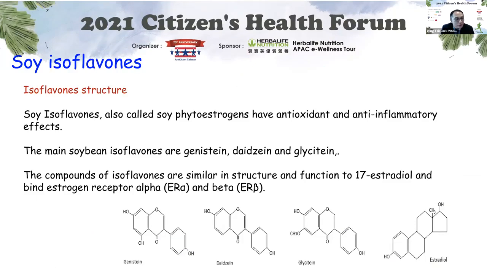Soy isoflavones, also called soy phytoestrogens, have antioxidant and anti-inflammatory effects. The main soybean isoflavones are genistein, daidzein, and glycitein. As you can see from the structure below, the compounds of isoflavones are very similar in structure and function to 17β-estradiol and can bind to estrogen receptors.